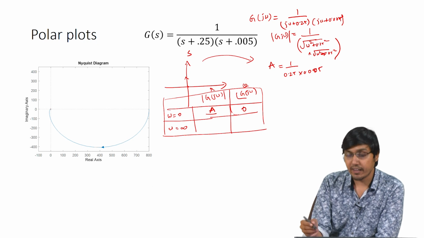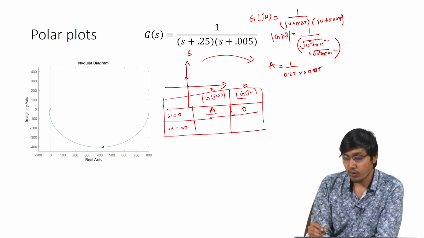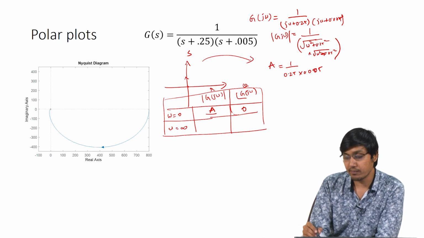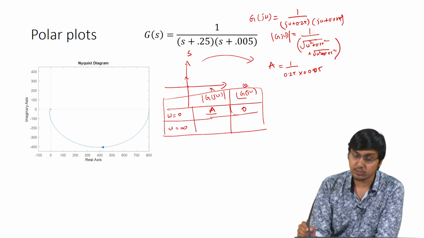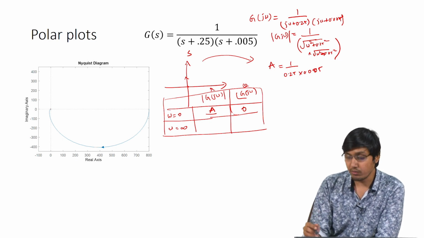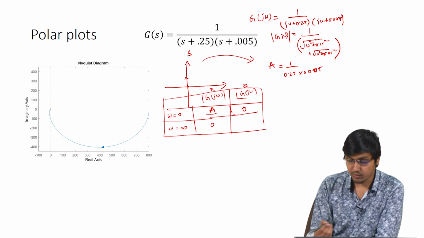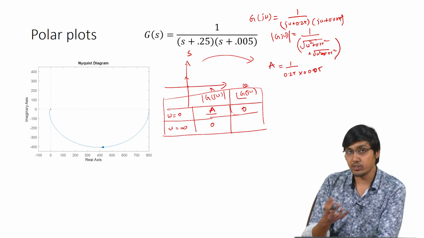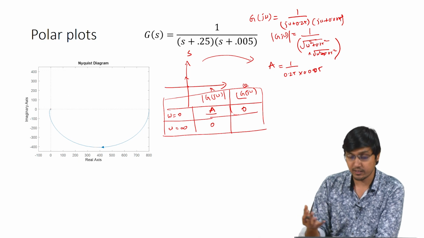And when we say omega equal to infinity, we take the mod of g of j omega, and that is nothing but 1 by root of omega square plus 0.025 square, times root of omega square plus 0.05 square. If you substitute omega equal to infinity, it becomes a 1 by infinity form, which is nothing but 0. So the magnitude is 0 when the frequency is very high, infinity.